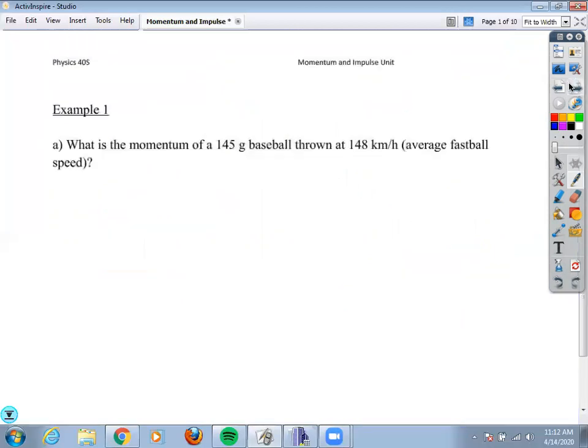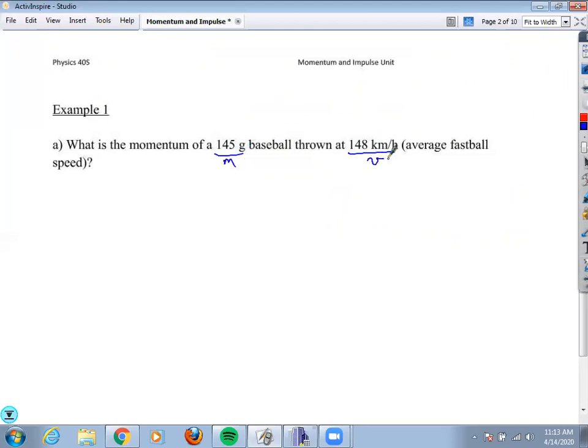All right. So we've got some examples here, basic level, determining the momentum of an object. We'll be given a mass and a speed, and just make sure that mass is in kilograms and speed is in meters per second. So what is the momentum of a 145-gram baseball thrown at 148 kilometers per hour, which is the average speed of a fastball being thrown?